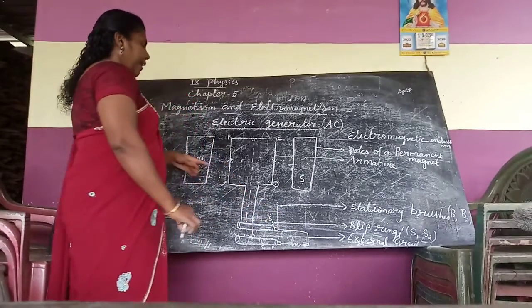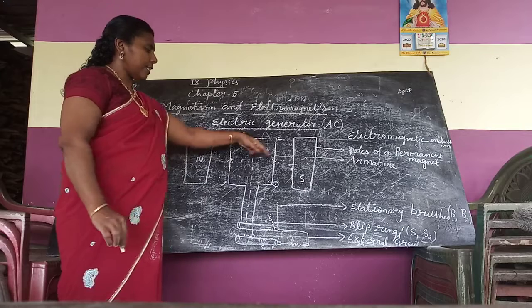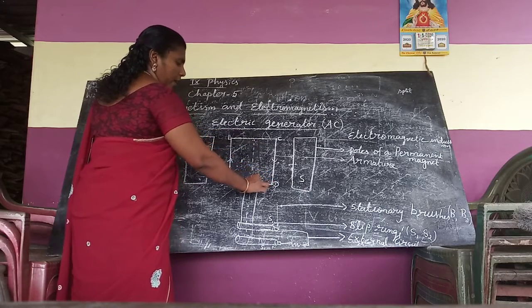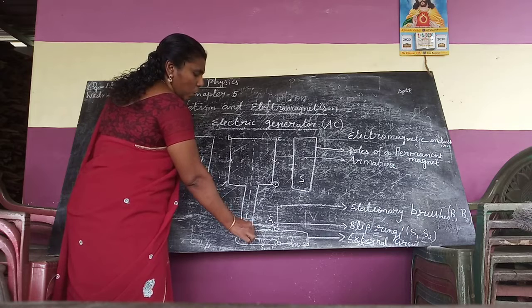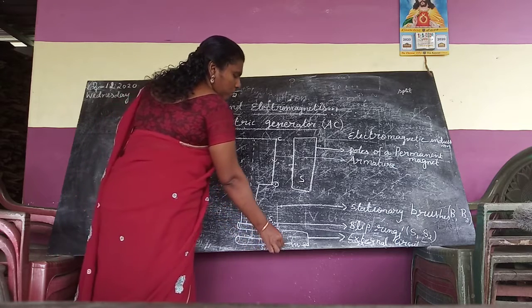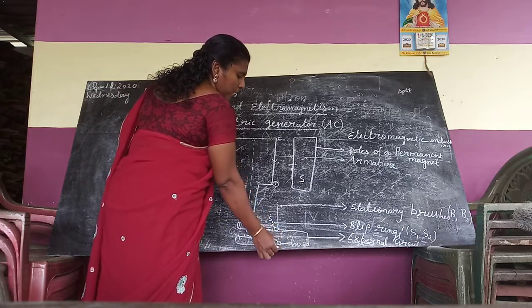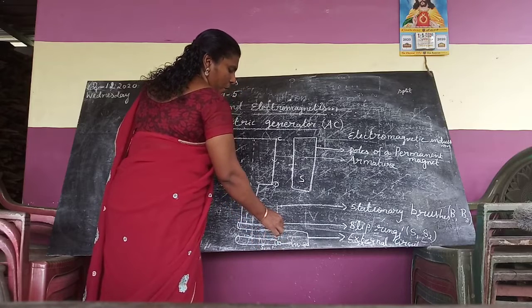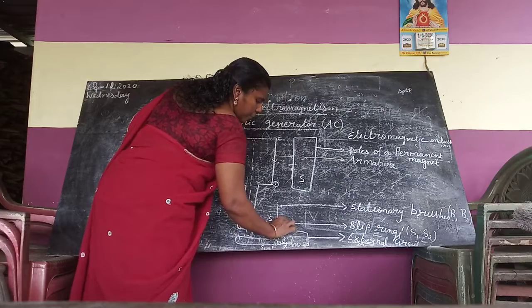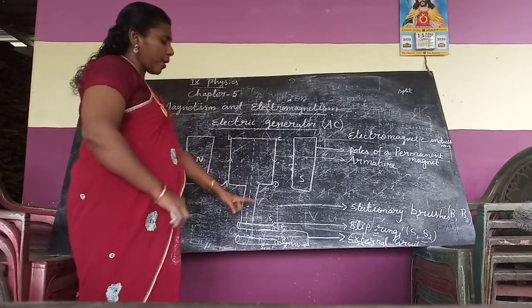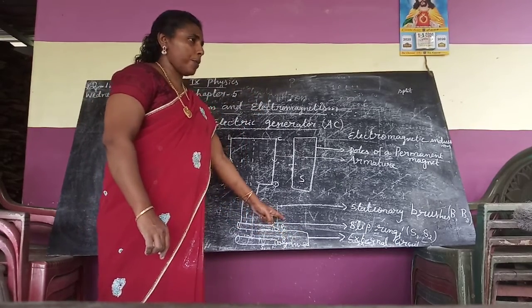First the current passes through ABCD in the coil. At the end of the coil, which one is attached? Slip rings are attached. At the end of the slip rings, which one is there? Stationary brushes, here B2 and B1. So now the current passes through from B2 to B1.